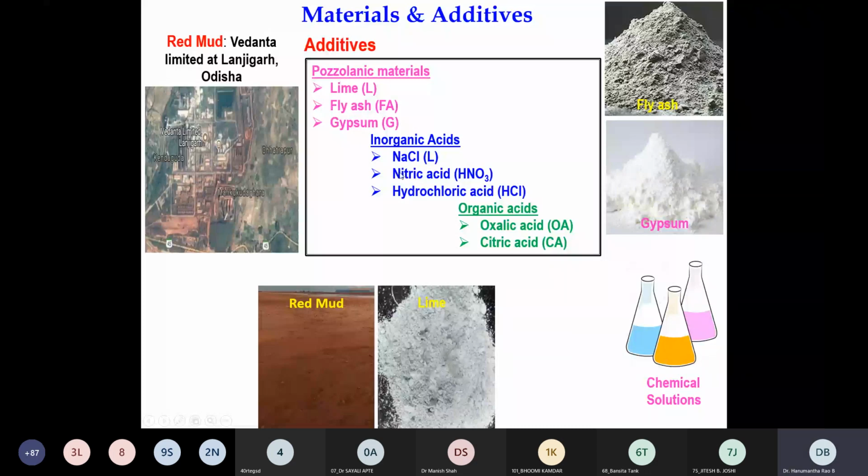Then the suitability of organic acids such as citric acid and oxalic acid. People at different platforms talk about their potential as additives for neutralizing the red mud. Apart from these, you can also go for other eco-friendly techniques like biotreatment, and so on. But in this presentation, let me give an insight into the performance of these different additives for stabilization of the red mud.